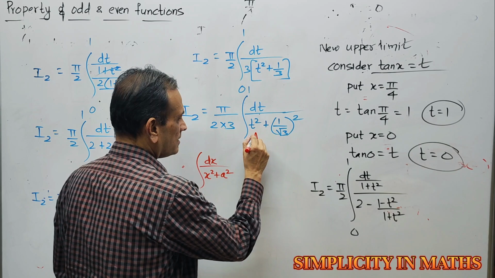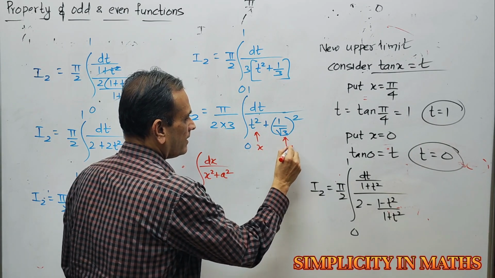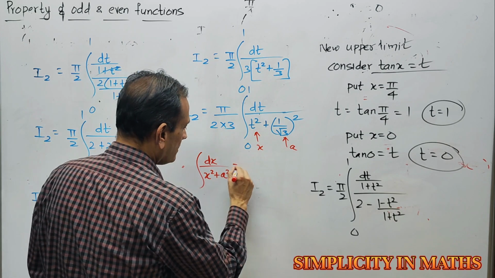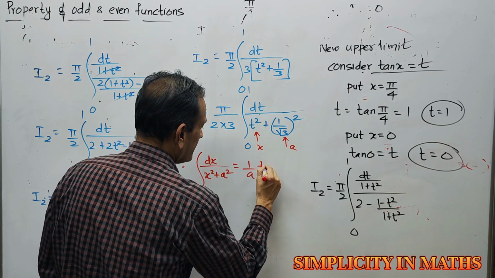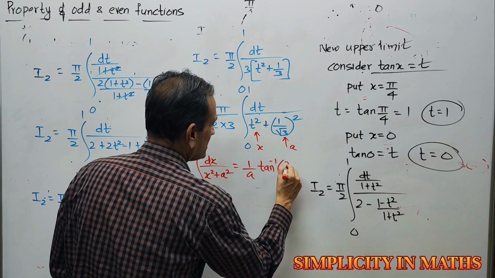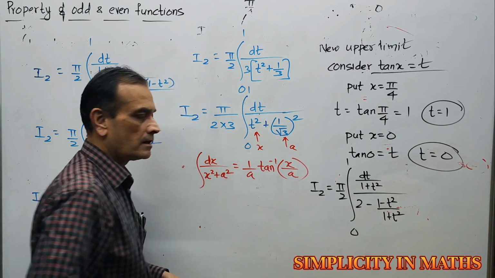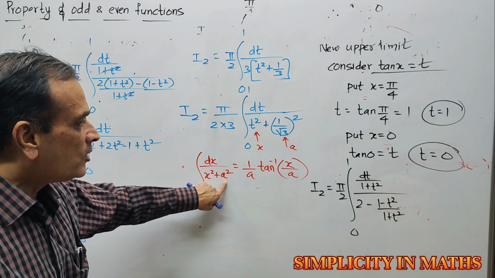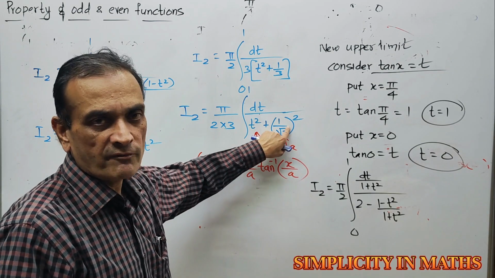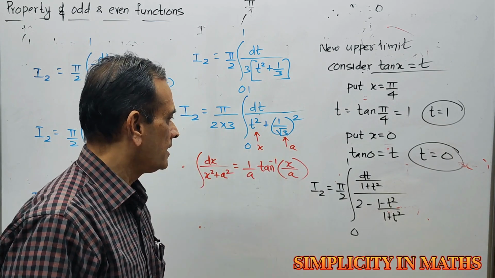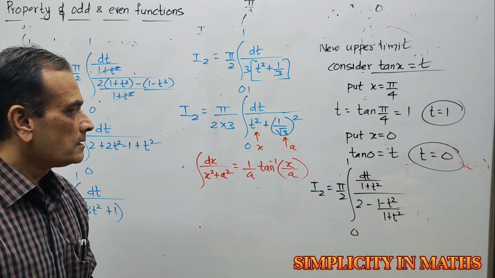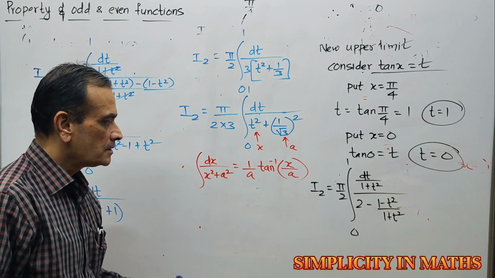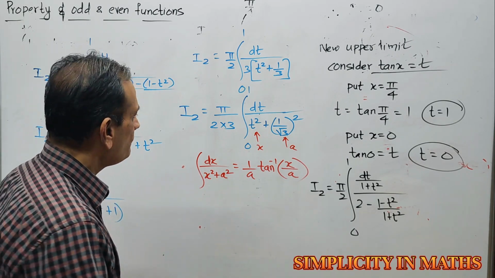This is our x. This is our A. So dx upon x squared plus a squared is nothing but 1 upon A tan inverse x upon A. This is the formula. So in order to get a square over here, taking a perfect square is necessary. Now just let us use the formula and get the answer. Let us complete.